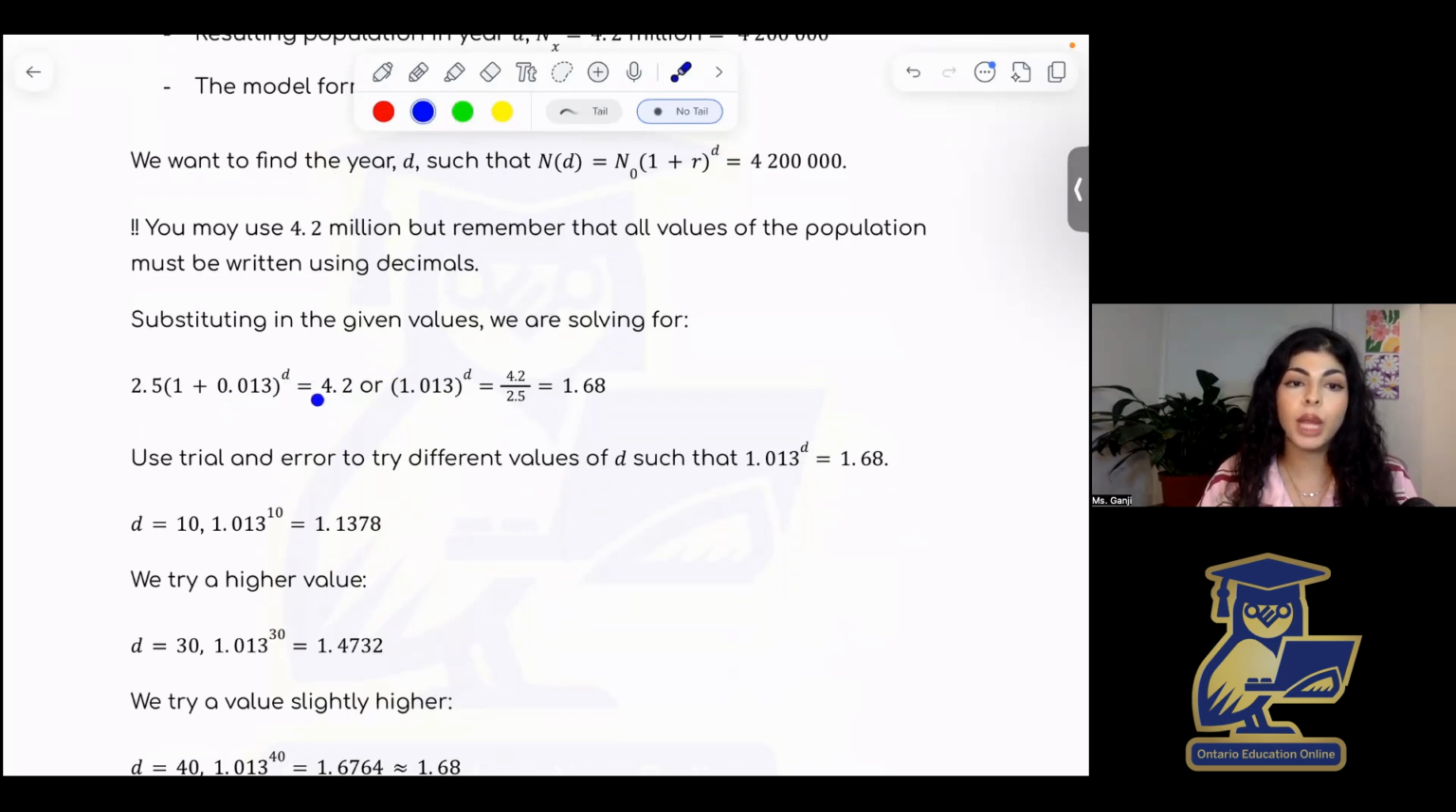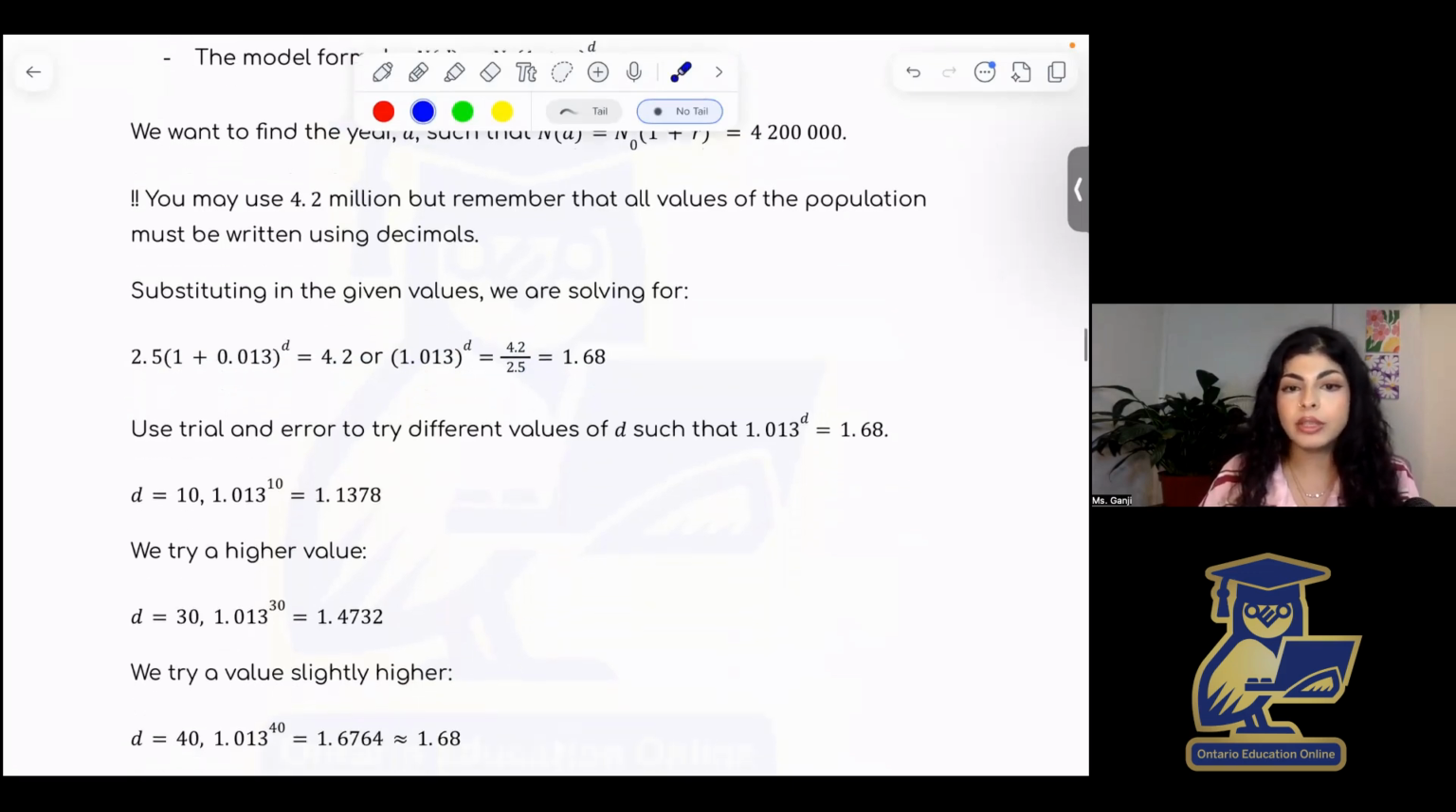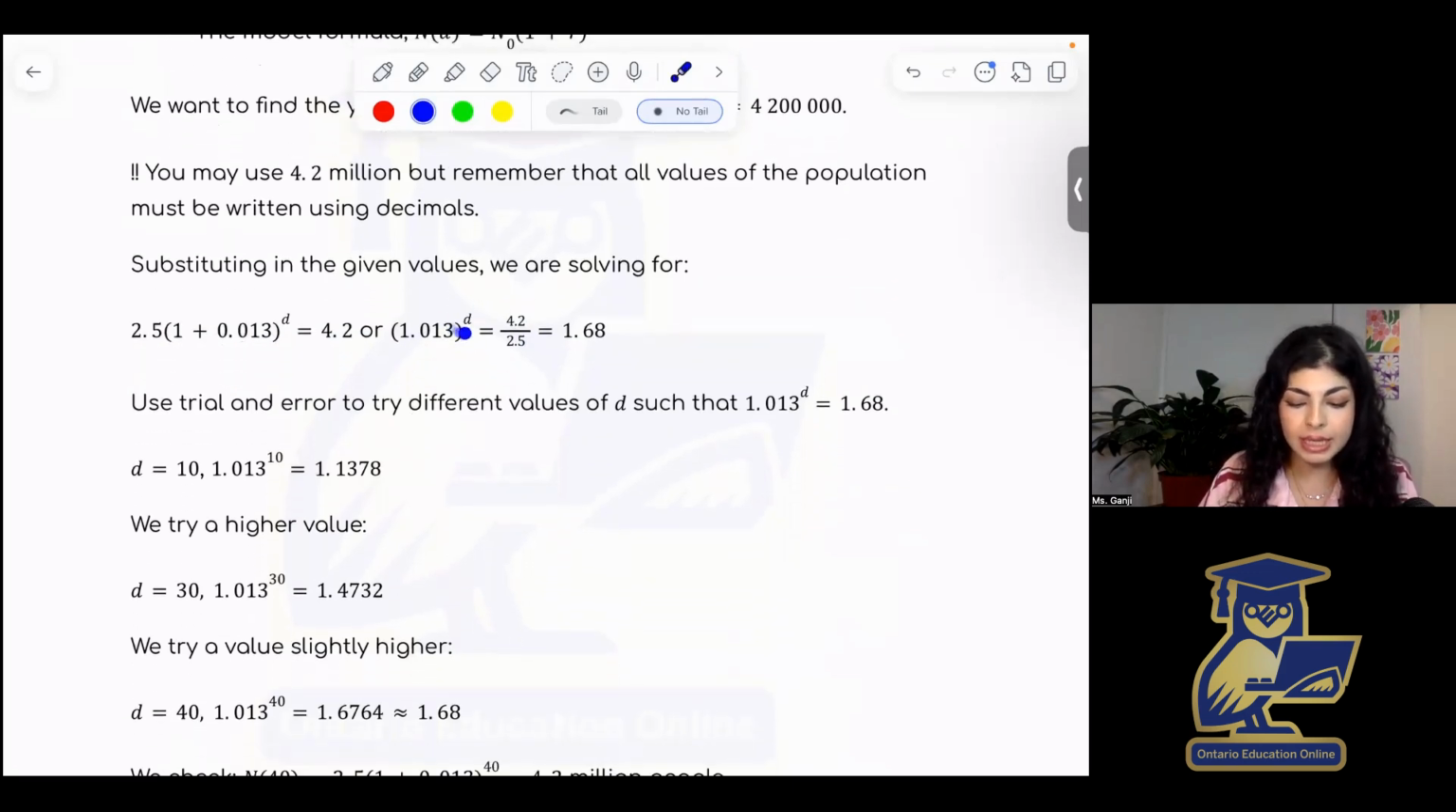And first, I'm going to simplify the bracket to give 1.013 and dividing by 2.5, because the variable D is not dependent on 2.5. So then I end up with 4.2 divided by 2.5 or 1.68. And really, I'm trying to solve for what exponent D is 1.013 going to give me 1.68.